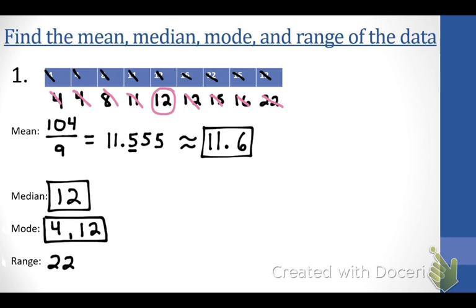Difference. What does difference mean? Add, subtract, multiply, or divide? Subtract. So I'm going to do 22, the biggest number, minus my smallest number in the data set, which is what? 4. What's 22 minus 4, guys? 18. Box your answer in. And that is how you find the mean, median, mode, and range of a data set.